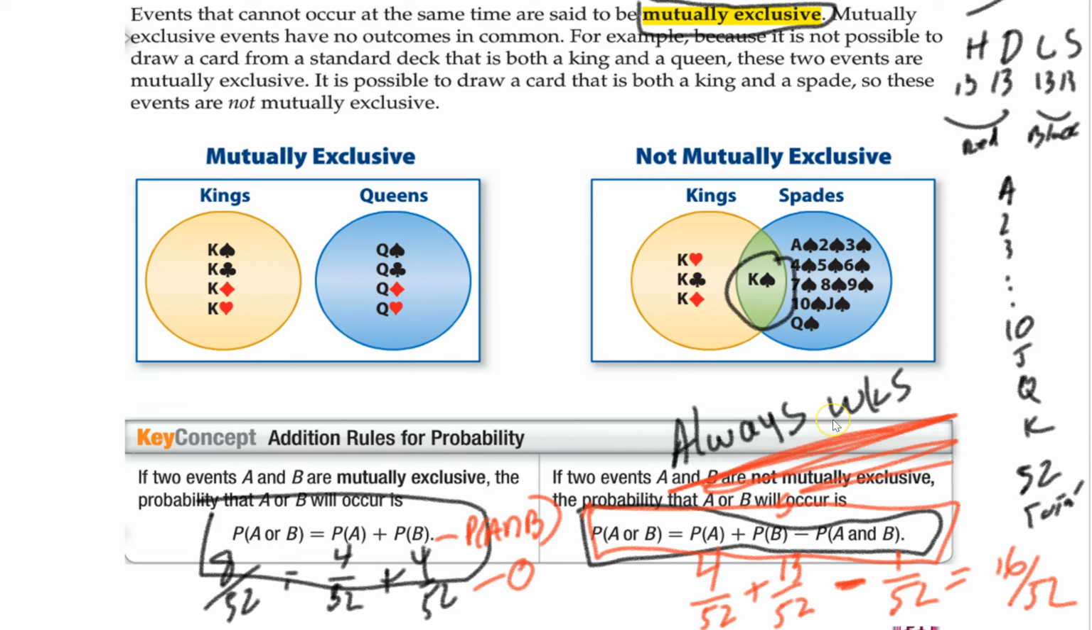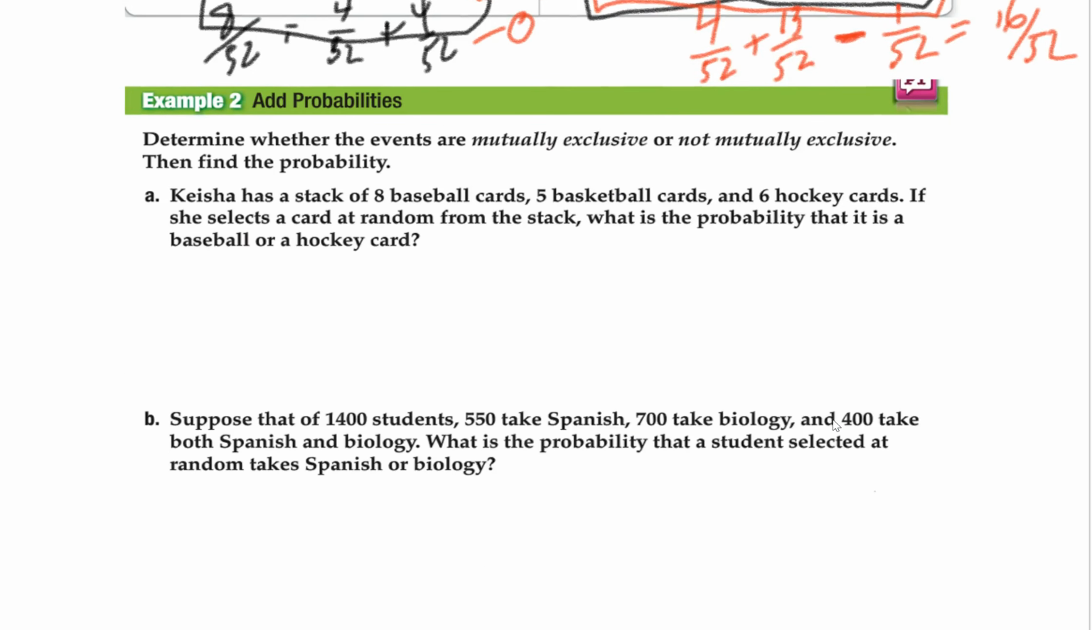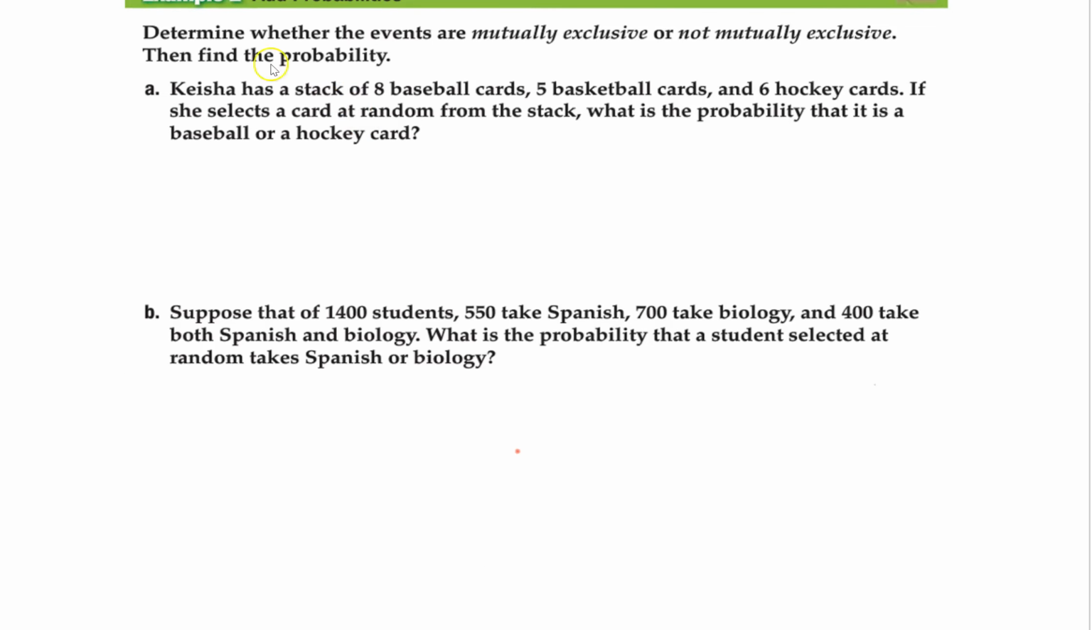Again, another formula we'll give you. So let's do some examples here. Determine whether the events are mutually exclusive, which means they have nothing in common, or not mutually exclusive. Then find the probability. Keisha has a stack of 8 baseball cards, 5 basketball cards, and 6 hockey cards. If she selects a card at random from the stack, what's the probability that the card is a baseball or hockey? She wants to know the odds of getting baseball or hockey.